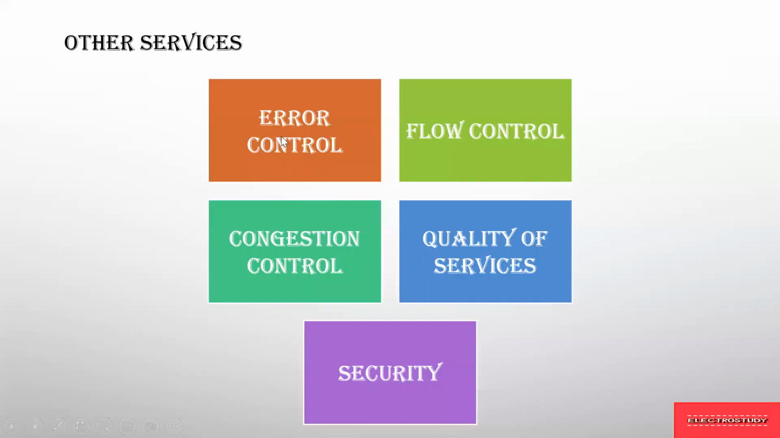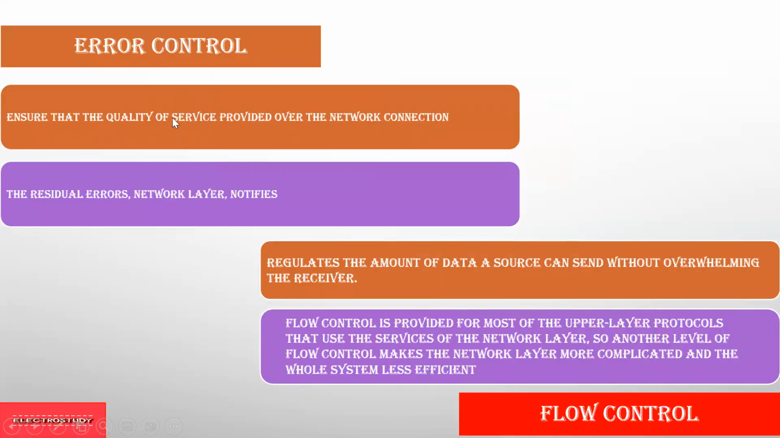There are some other services provided by the network layer, that is error control, flow control, congestion control, and quality of services and security. What is error control now? It will ensure the quality of services provided over the network connection. That is, this network layer doesn't have any particular algorithms or protocols to be followed to control an error. All the errors will obviously be controlled in the data link layer.